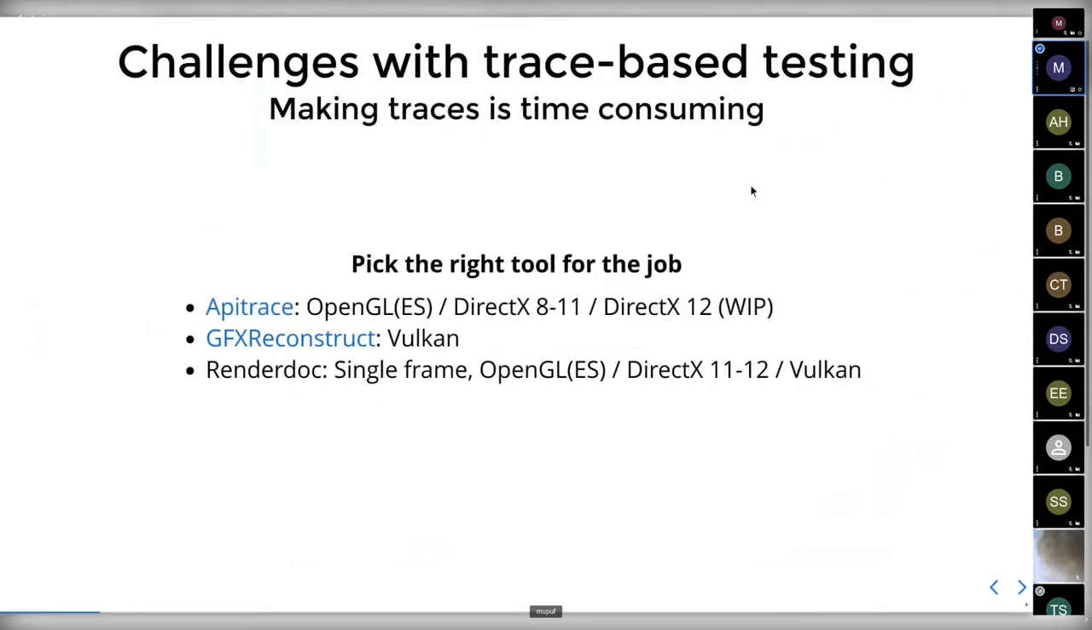So there are multiple tools that allow you to make traces. The original one was API trace. It's good for OpenGL, OpenGL ES, DirectX 8 to 11, and there is DirectX 12 being added right now. Then there's GFXReconstruct, which is Vulkan oriented only. Then we have RenderDoc, which is not the same type of traces as API trace or GFXReconstruct. It's more like for a single frame, but it supports OpenGL and OpenGL ES, DirectX 11 to 12, and Vulkan. And we have its maintainer in the call today.